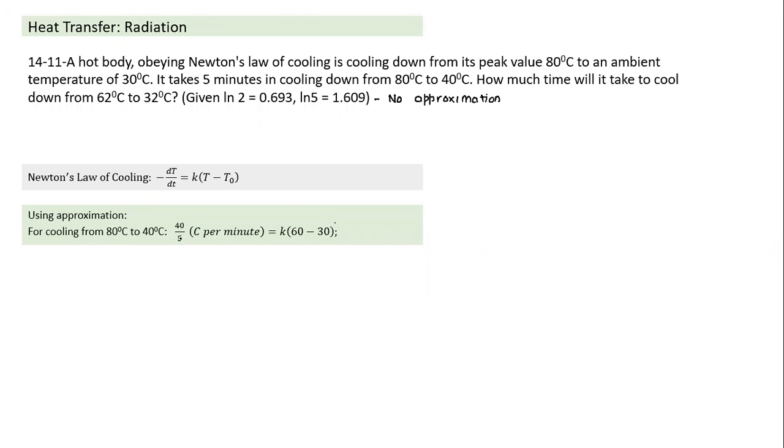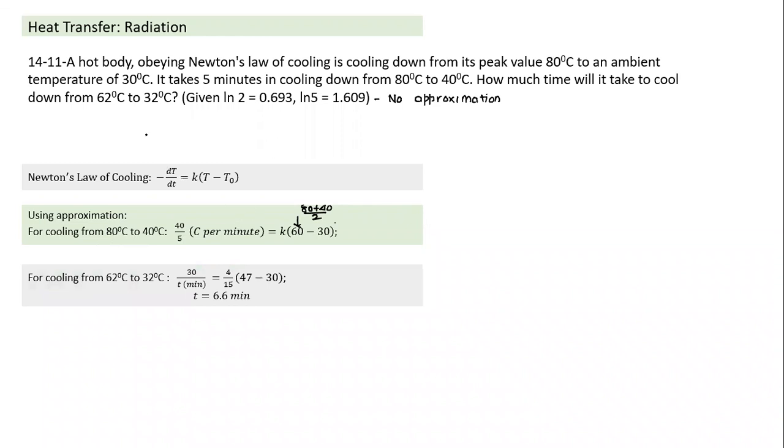Rate of cooling is 40 by 5. Delta T by 5. So this is centigrade per minute. That's the rate of cooling. It's equal to K into, where did I get 60? 60 is 80 plus 40 divided by 2. That's what we do. As the temperature of the object is changing from 80 to 40, we take the mean temperature. Mean temperature was equal to 60 and ambient temperature was 30. I would have formed this equation for the first stage, from 80 to 40.